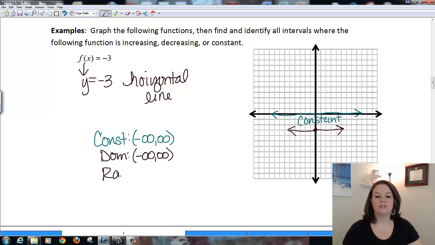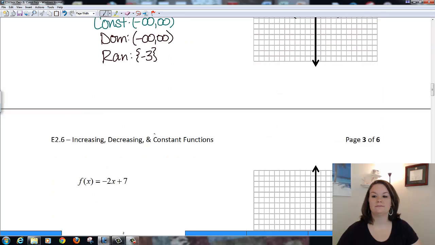And my range for this one is going to be only the y value that it has, which the only y value it has here is -3. So I'm going to put it in set notation since there's only one. Okay. All right. So let's look at another one.